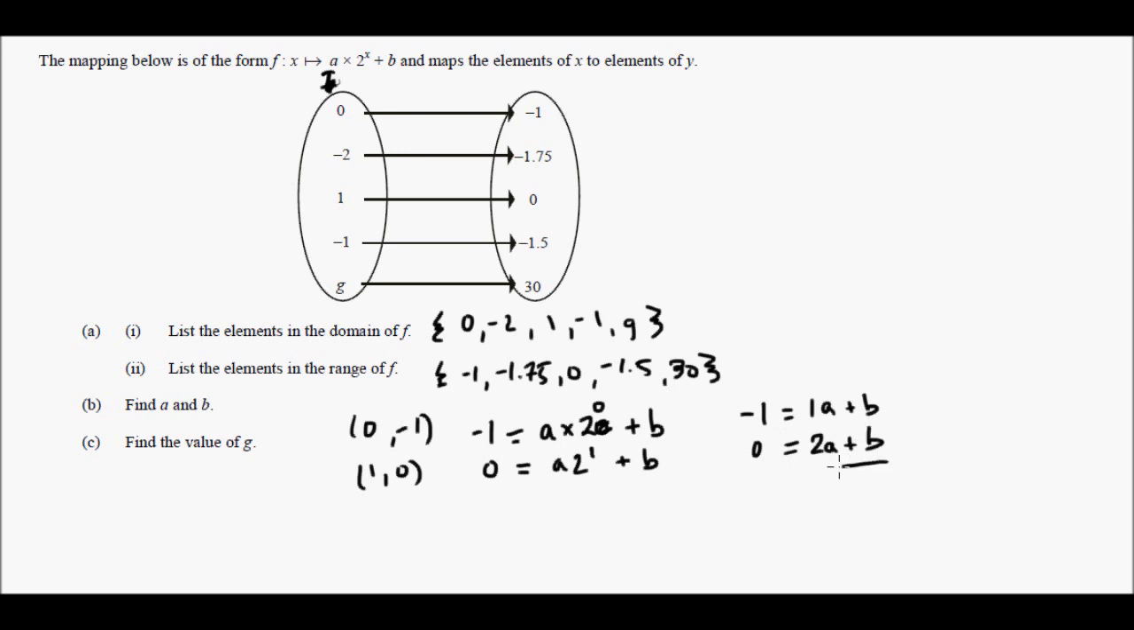Well, now this is a simultaneous equation, so we can subtract and solve it. So we're going to get negative 1a equals negative 1. Okay, so a is going to equal 1. Now we have to sub back into one of these.